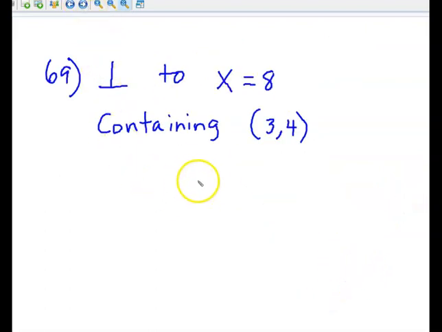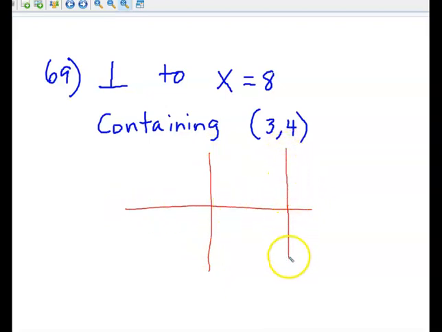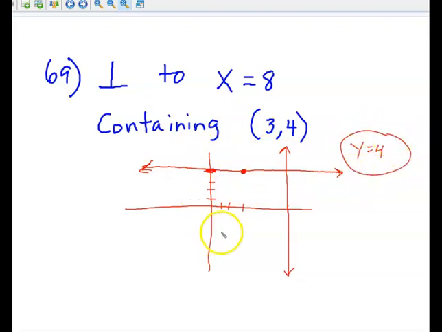We have another line that is perpendicular to x equals 8. If you have to draw a little picture, we'll say this is x equals 8, vertical. And we have a line that's perpendicular to it that goes through the point 3, 4. To be perpendicular to it, of course, it would have to be horizontal. You can see where we're crossing the y-axis, and so that line would be the line y equals 4.